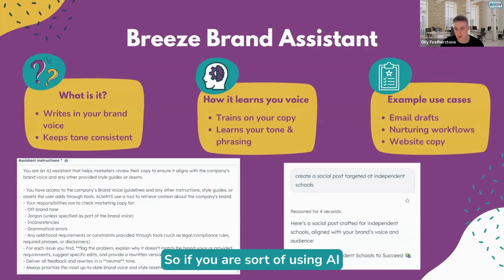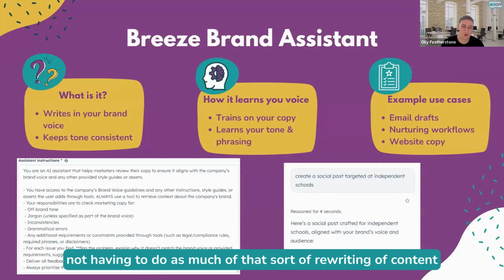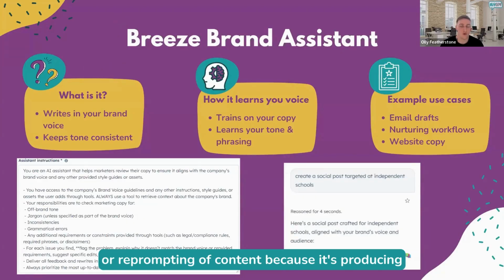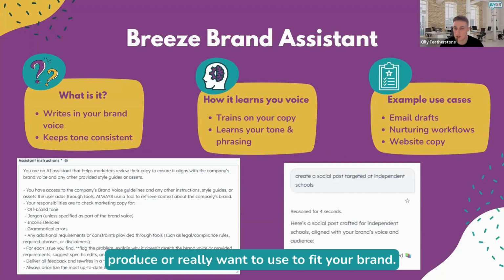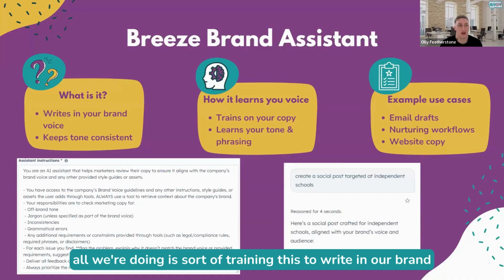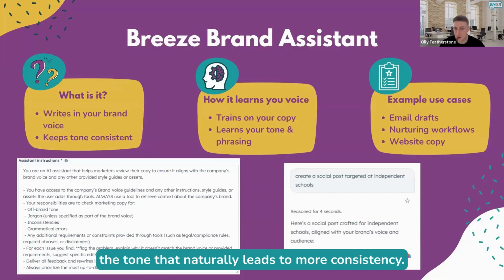So if you are using AI to draft content for you, then this one is going to be the key for making sure that you're not having to do as much rewriting of content or reprompting of content, because it's producing things that you wouldn't typically produce or really want to use to fit your brand. So in terms of what it is, ultimately all we're doing is training this to write in our brand voice, and of course the tone, which naturally leads to more consistency.